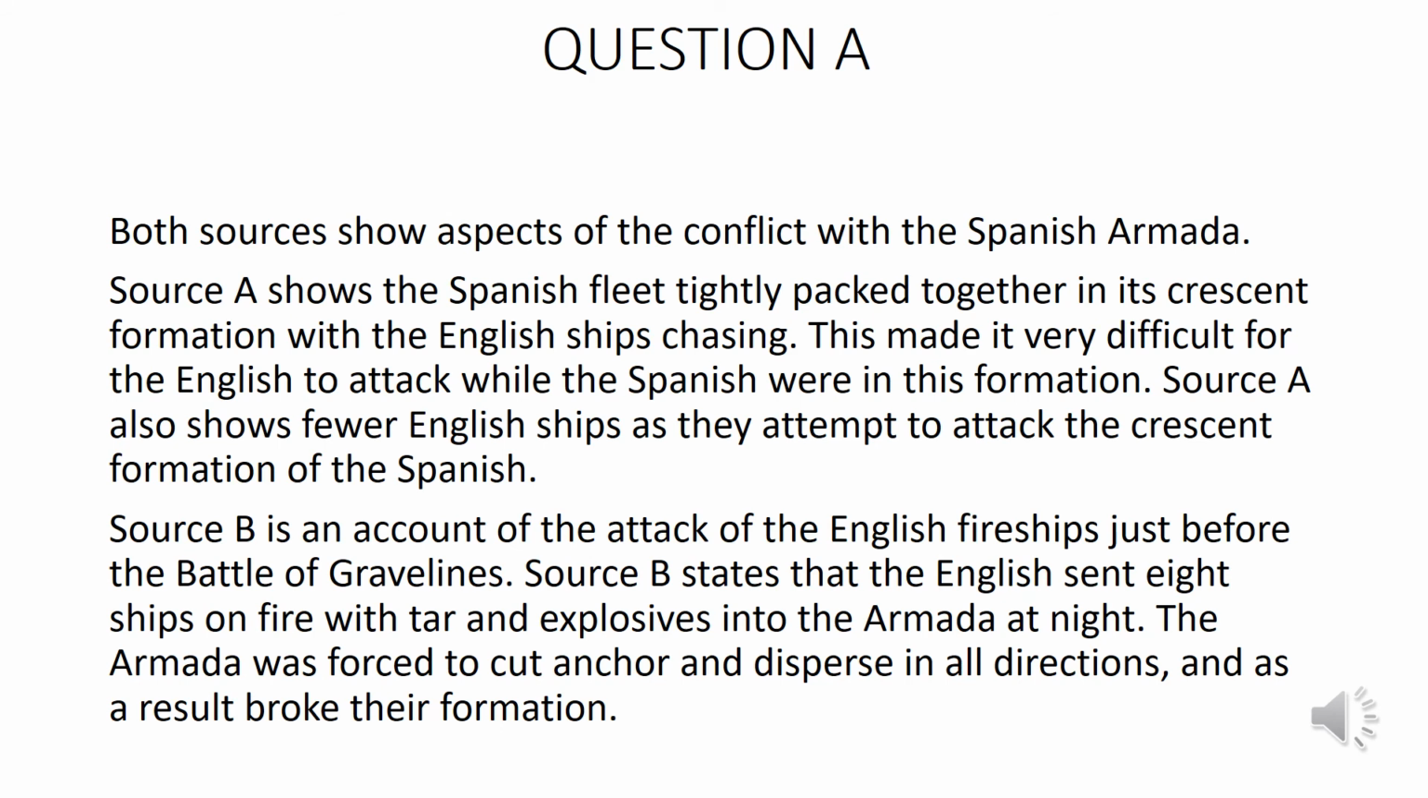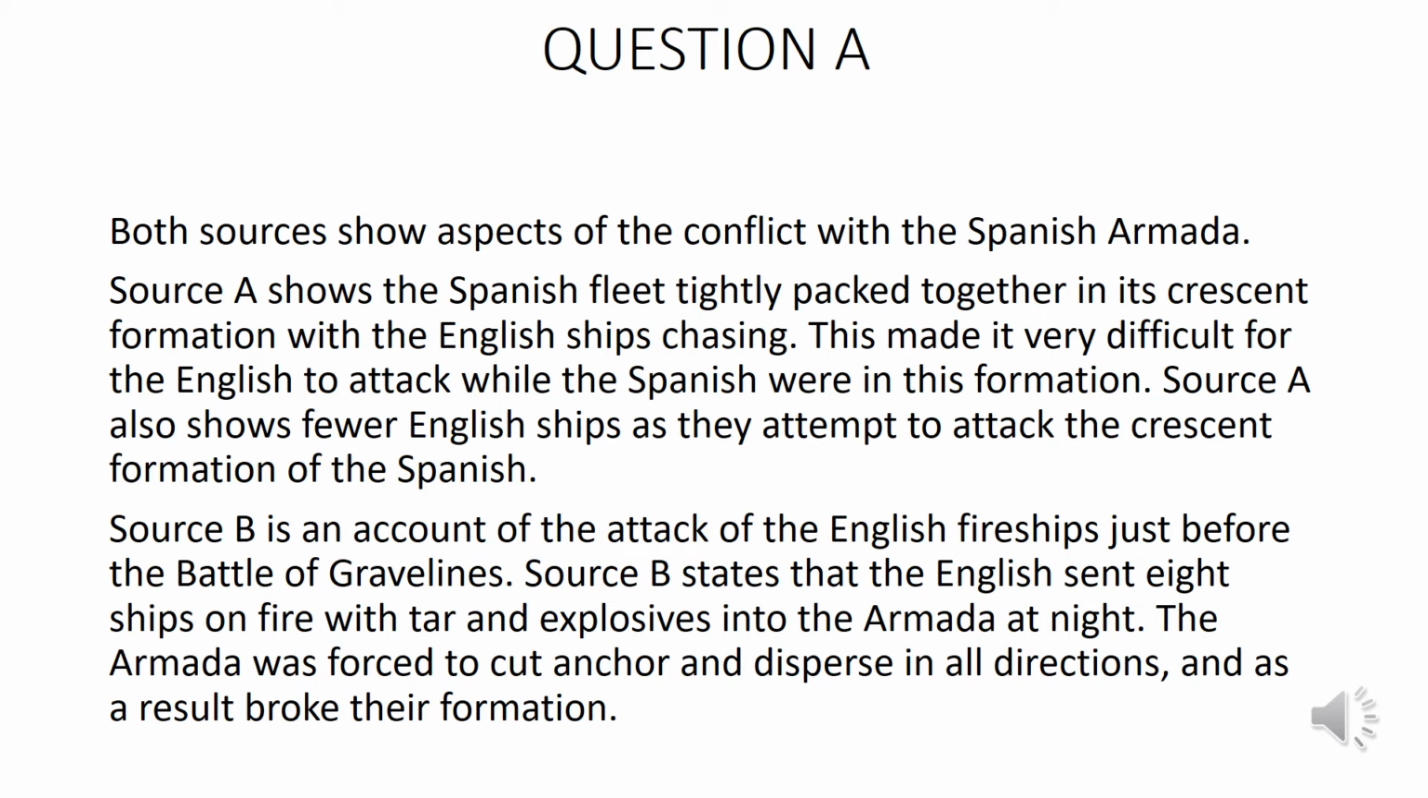Both sources show aspects of the conflict with the Spanish Armada. Source A shows the Spanish fleet tightly packed together in its crescent formation with the English ships chasing. This made it very difficult for the English to attack while the Spanish were in this formation. Source A also shows fewer English ships as they attempt to attack the crescent formation of the Spanish.